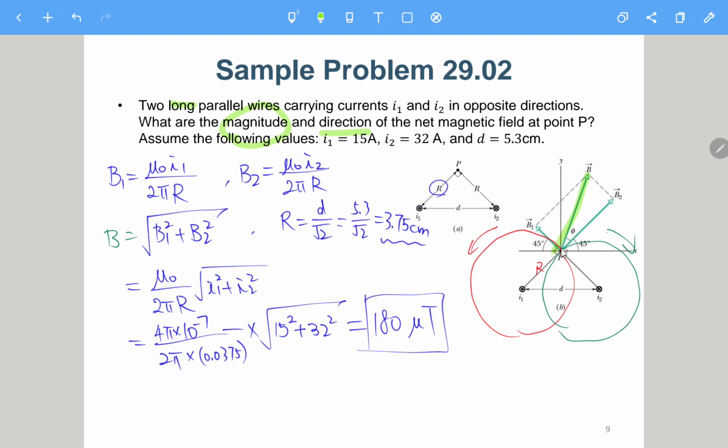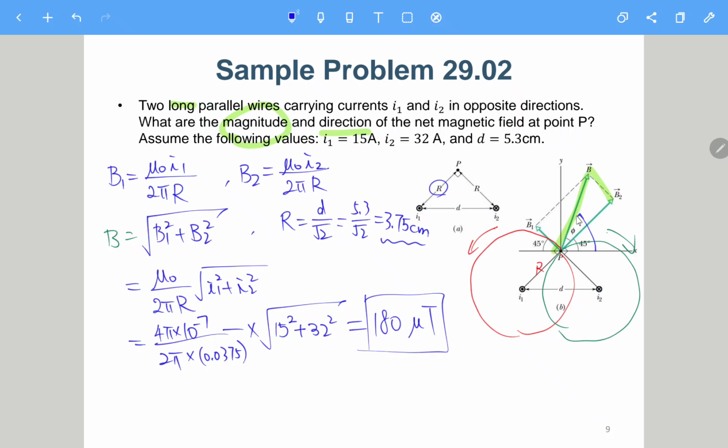So actually, we can just try to find phi, because this triangle is not parallel to the xy axis. But it is easy to find phi because B1 over B2 is tangent of phi. So we can find phi to be arctangent of B1 over B2. After we find phi, we add 45 degrees, and then it will be the angle from the x-axis.